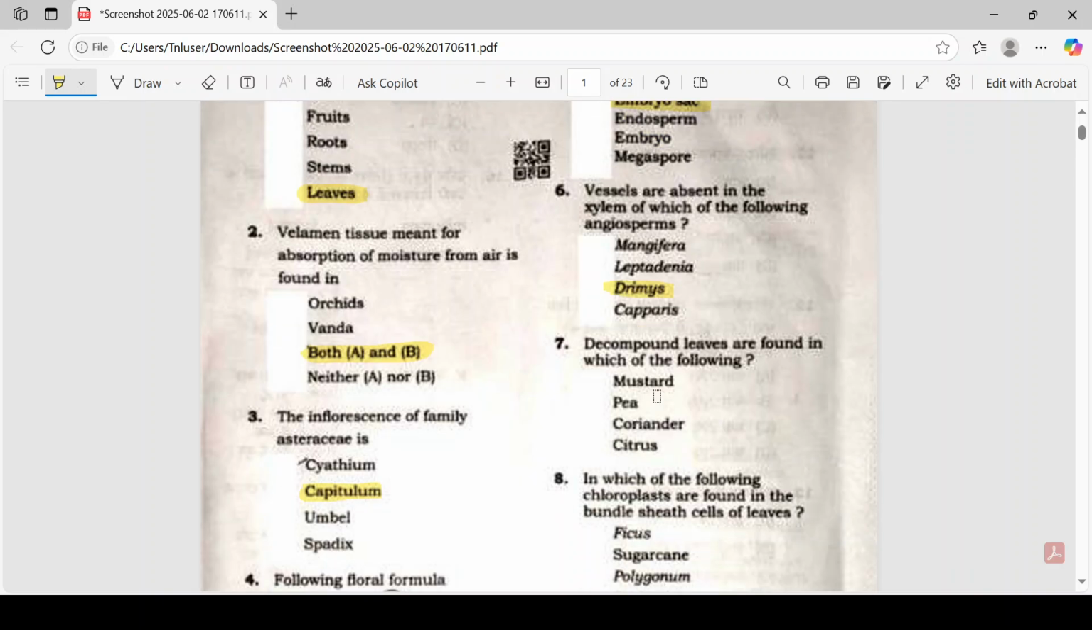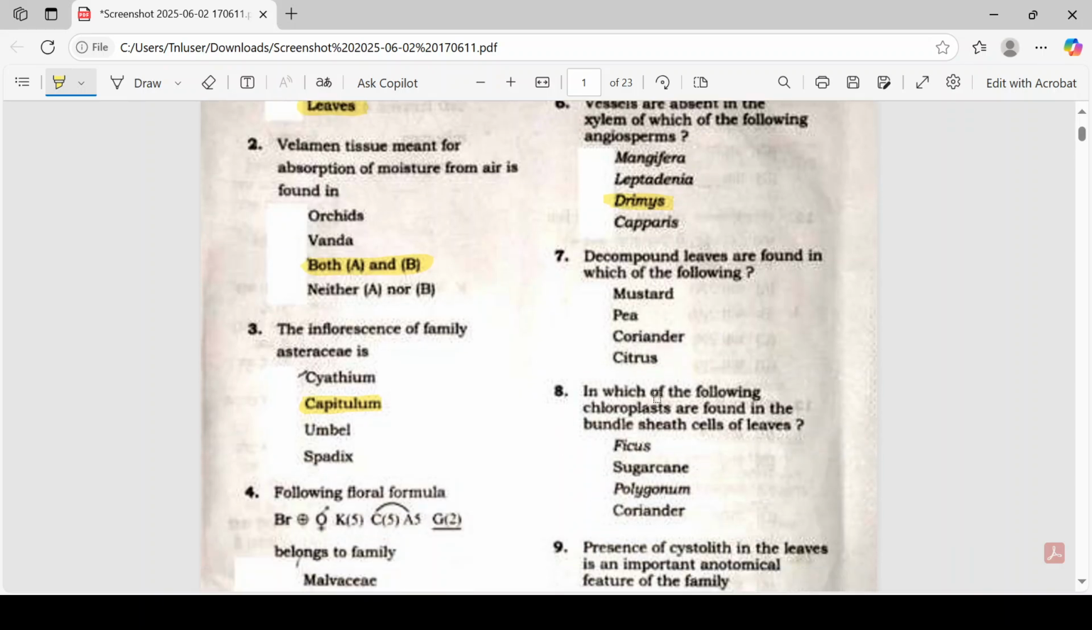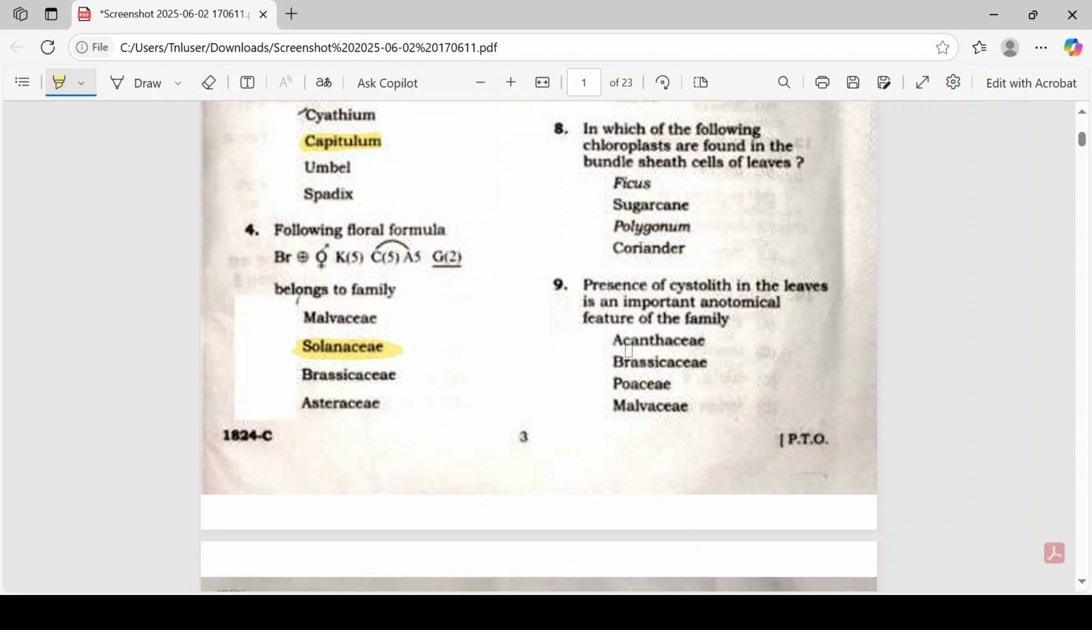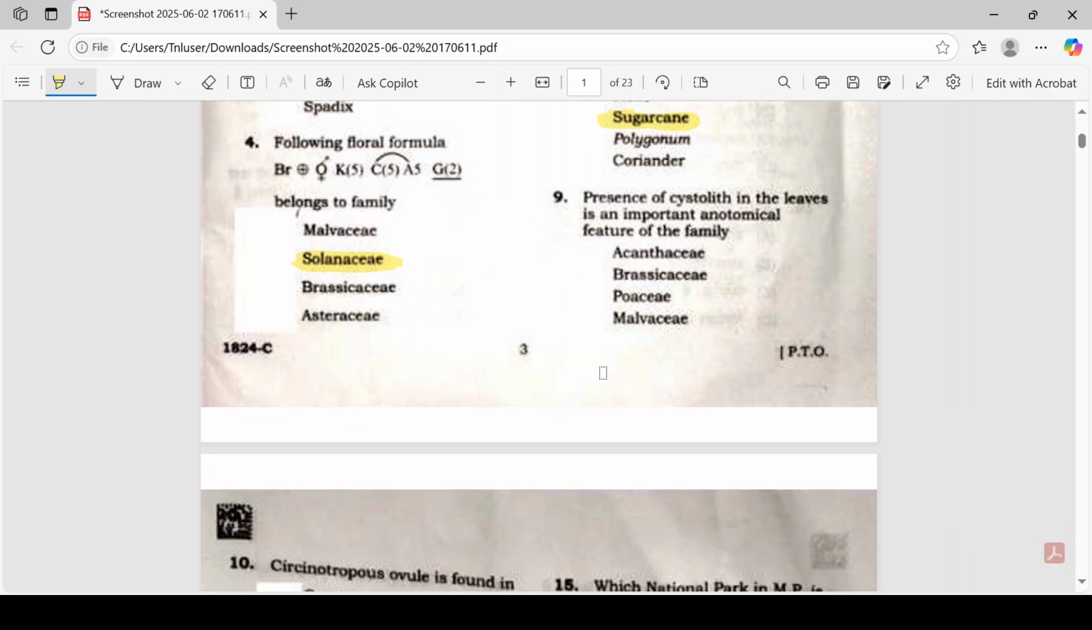Let's proceed to question number 7. Decompound leaves are found in which of the following? The correct answer will be option number C, that is coriander. Next question. In which of the following are chloroplasts found in the bundle sheath cells of leaves? The correct answer will be option number B, that is sugarcane. Please have a note of it. Let's proceed to the next question, that is 9.